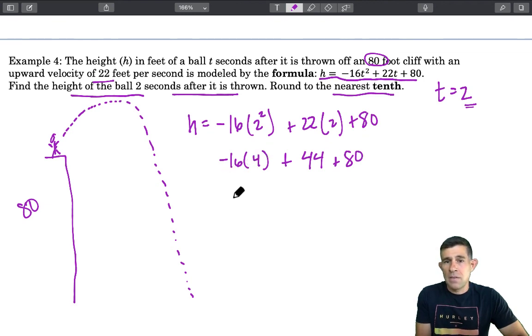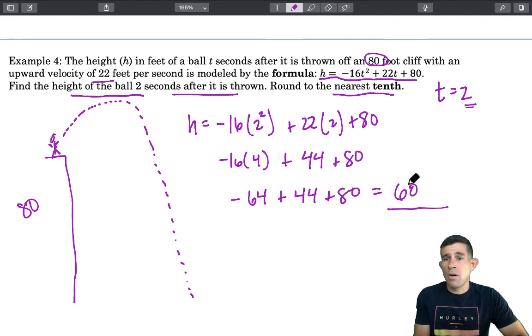All right, negative 16 times 4 is negative 64 plus 44 plus 80. Adding left to right, I have negative 64 plus 44 gives me negative 20. Negative 20 plus that 80 gives me a total of 60. So the height of that ball to the nearest tenth, we'll go 60.0, is 60 feet in the air. So it must already be starting to come back down because we know that the ball started off at 80 feet above the ground, and now it's already starting to come back down, and it's about 20 feet below the top of that cliff.